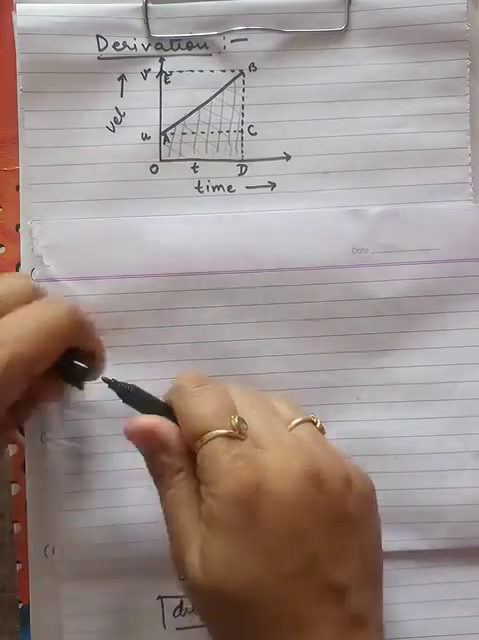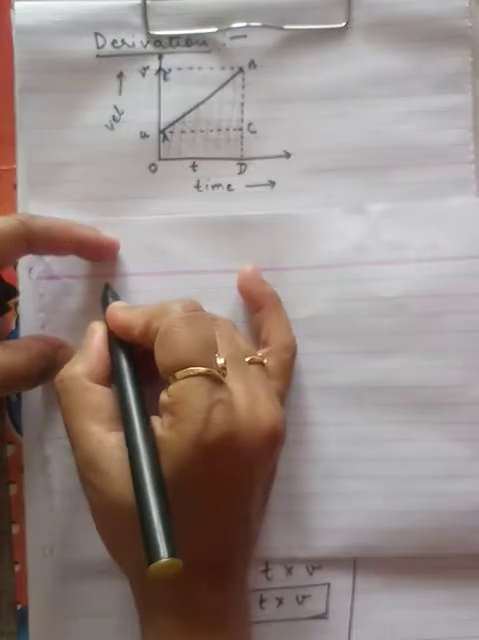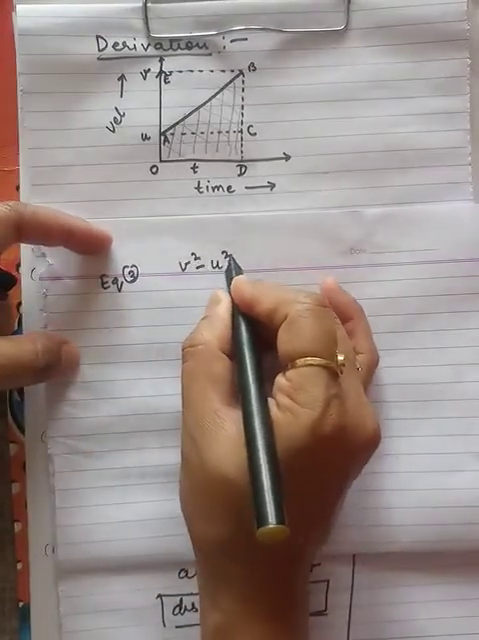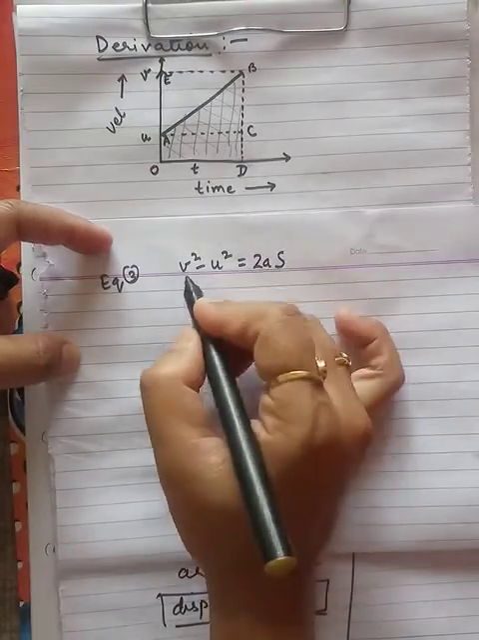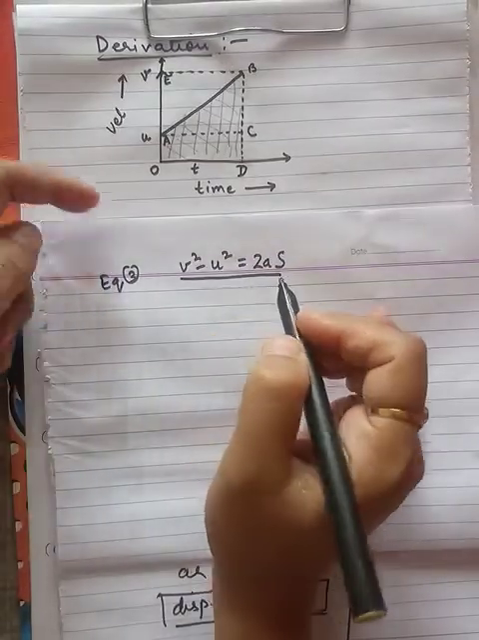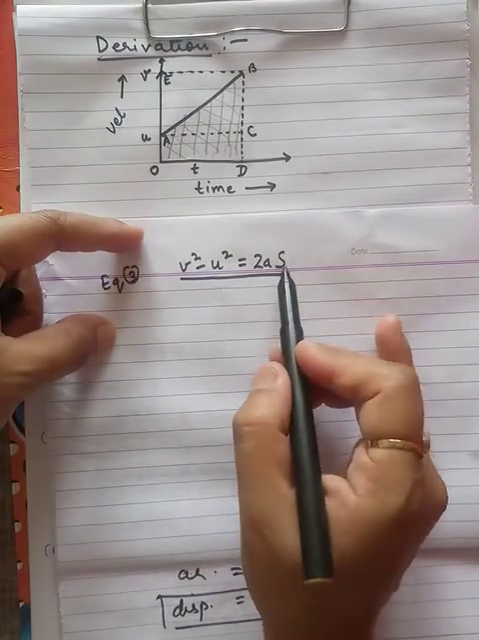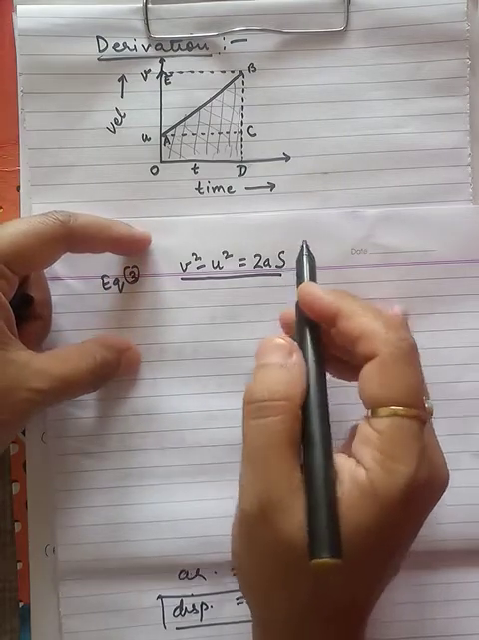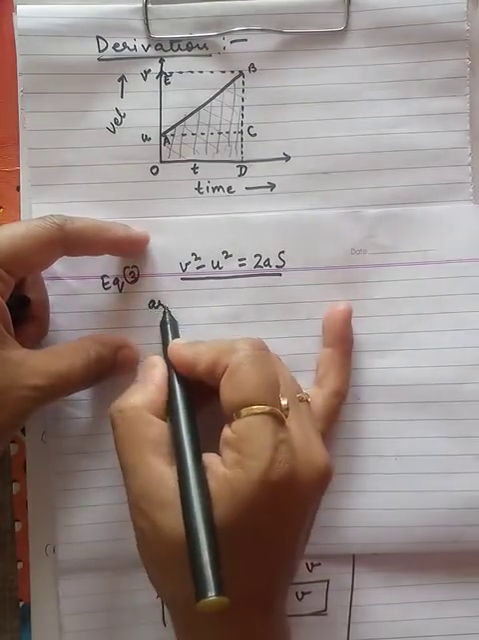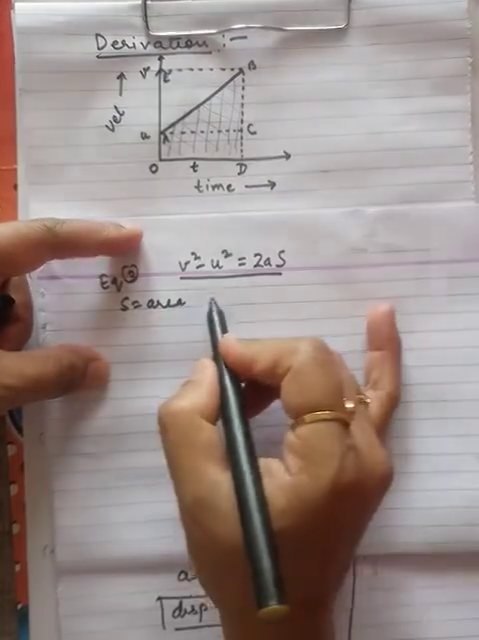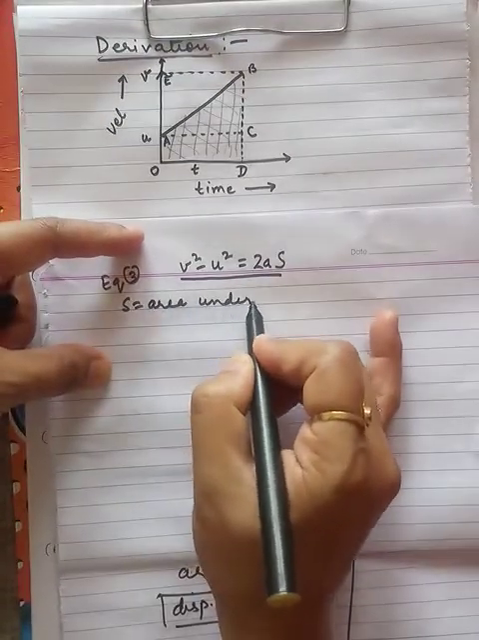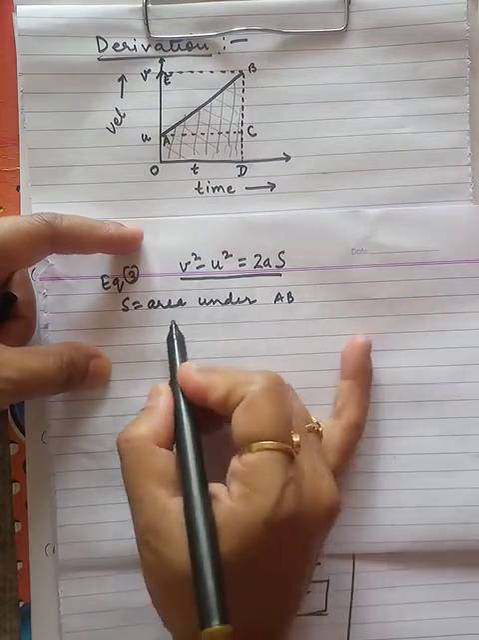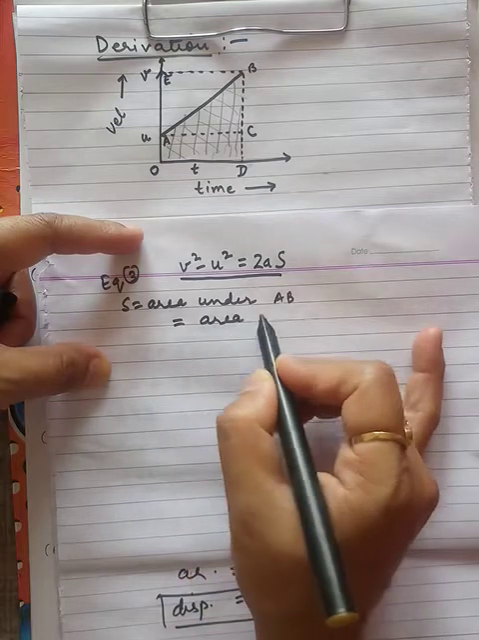Now how to derive equation number 3? What was equation 3? Equation 3 was v square minus u square is equal to 2as. To derive equation number 3, again we can find out s, but in a different manner. S is nothing but area. S is equal to area under AB, right? And area under AB is equal to the area of a trapezium.